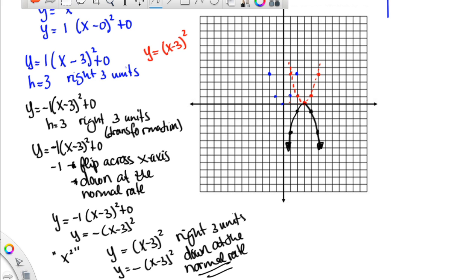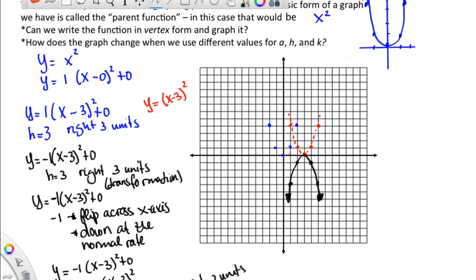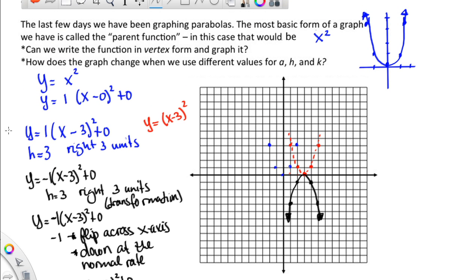Okay, I want to put one more thing there for normal rate. So the normal rate is what happens here. For a parabola, if I just look at the parabola, what happens? At 0, I'm at 0. If I go 1 to the right, I'm up 1. If I go 2 to the right, I'm up 4. If I go 3 to the right, I'm up 9.